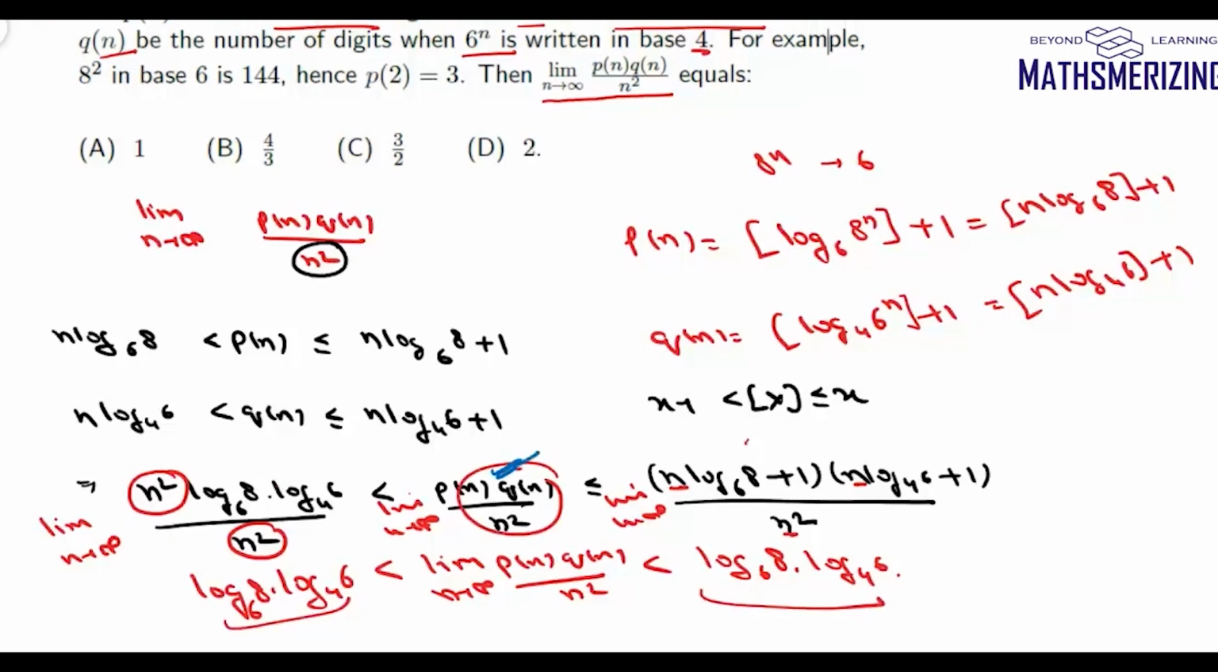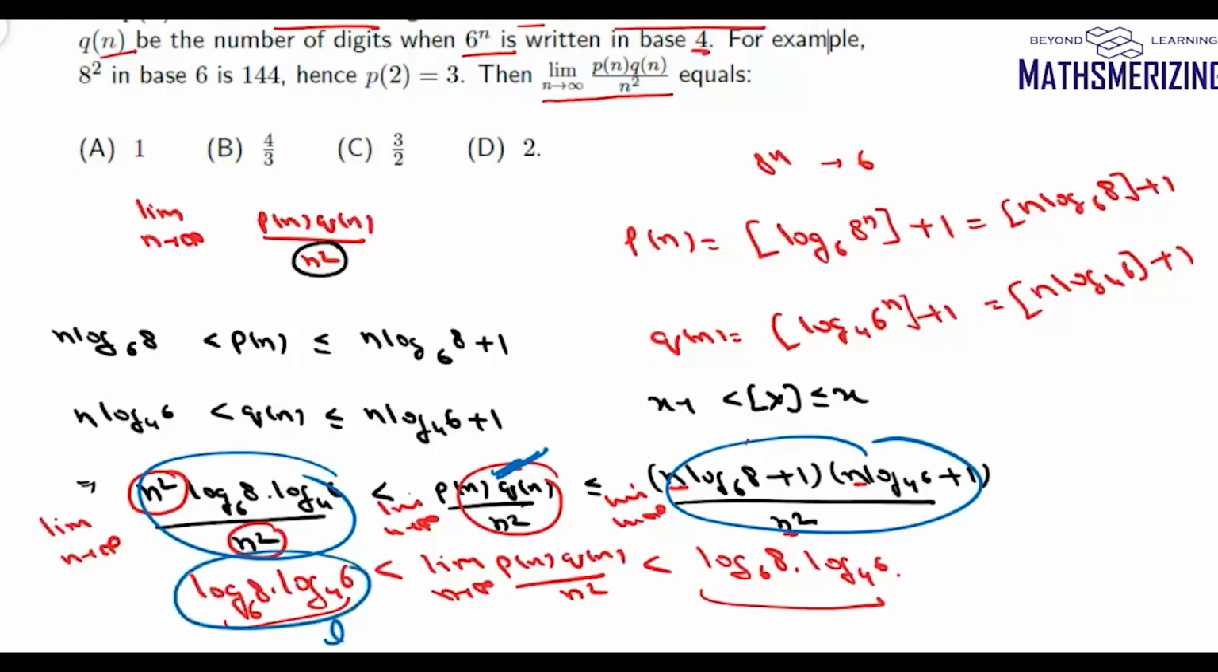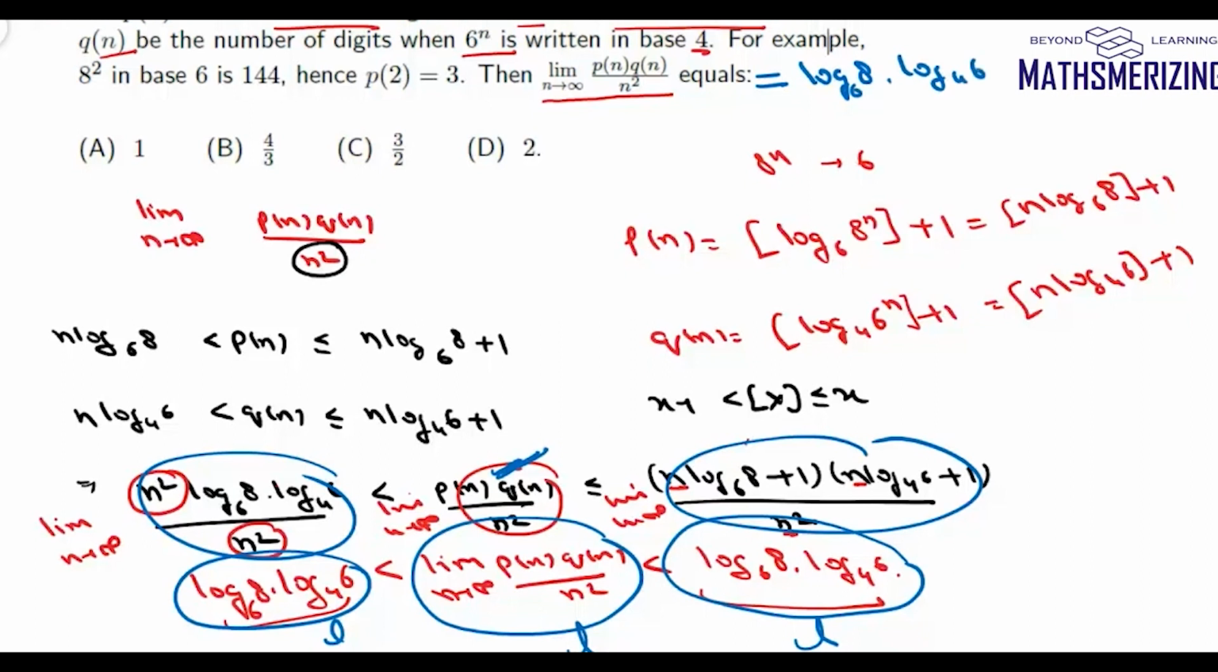Now the Sandwich theorem says if f(x) lies between g(x) and h(x) and if the limiting value of g(x) is L and the limiting value of h(x) is L, then the limiting value of f(x) is also L. So which simply means the value of this limit is equal to log 8 base 6 into log 6 base 4. So I can write it as log 2 base 8 upon log 6 base 2, and here it will be log 6 base 2 upon log 4 base 2. So it will cancel. So 8 is 2 cube and 4 is 2 square. So the value of this limit is simply 3 by 2 and that's your option number C.